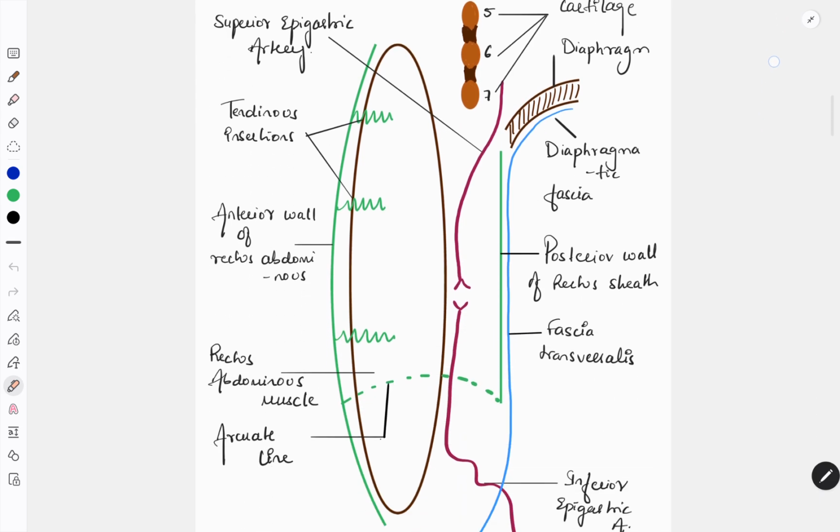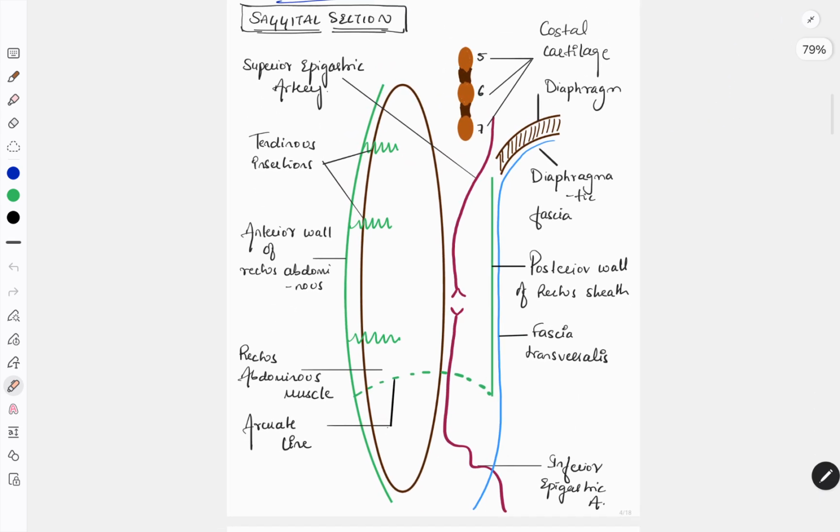Okay, so this is one diagram that you all need to know. If you know this diagram, everything else is very easy. So this is nothing but a sagittal section of your abdomen. Okay, so this green color thing, what you can see, it is nothing but your anterior wall of the rectus sheath, and this thing is the posterior wall of your rectus sheath. This is complete. And this brown color is your rectus abdominis muscle.